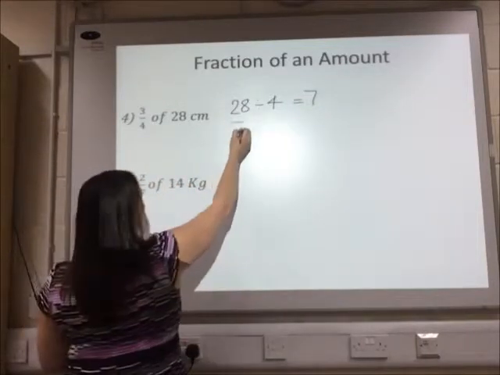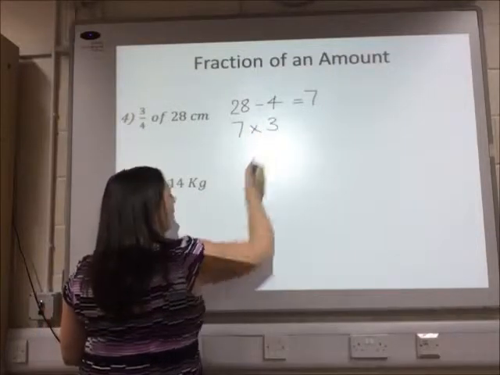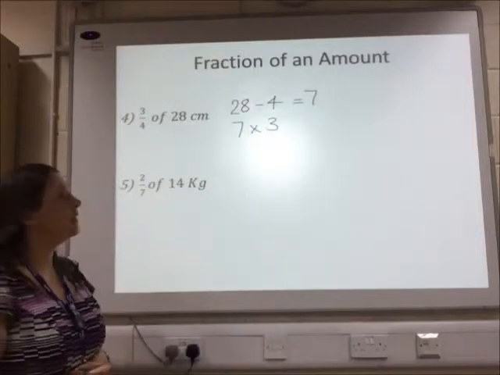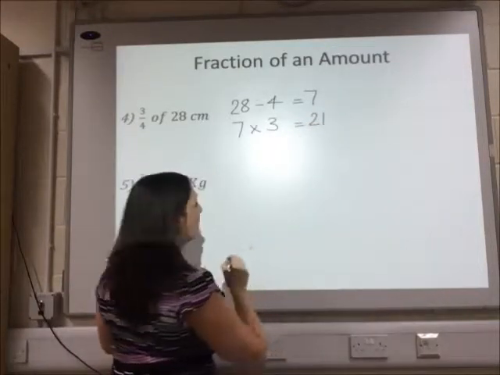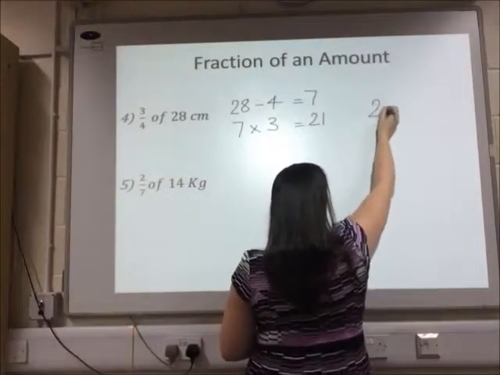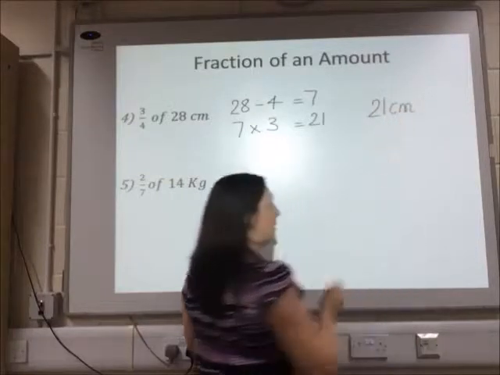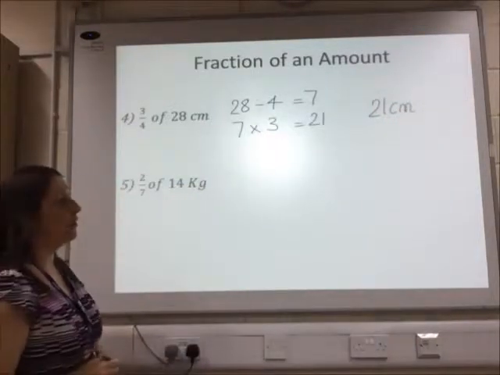We now take the number 7 and multiply by the number on the top of the fraction, in this case 3. 7 times 3 is 21, and then my final answer requires centimetres, the same as the original question.